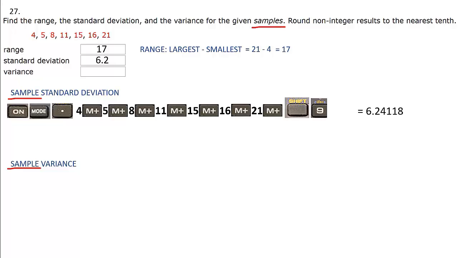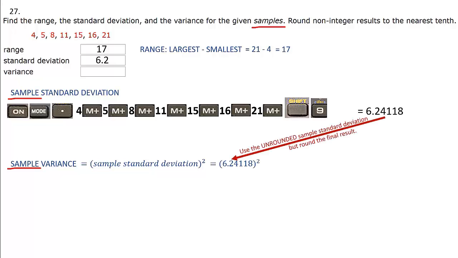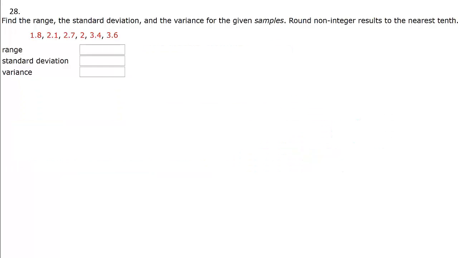The variance in this case is a sample variance, and the sample variance is just the square of the sample standard deviation, but you want to take the square of the unrounded value. So you go back to the 6.24118, not the 6.2. Square the unrounded value, you'll get about 38.9523, and then round to the nearest tenth, which would take you up to 39.0. 28.